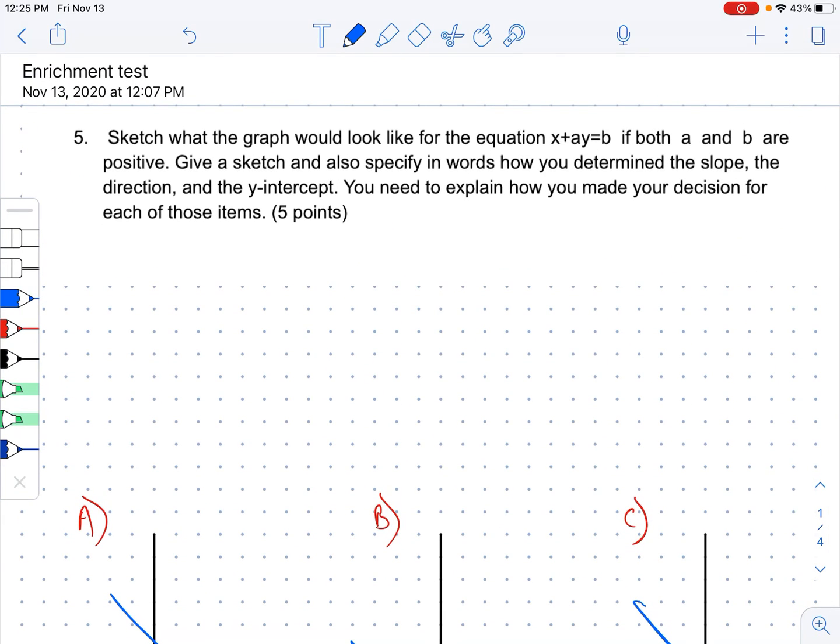Let's go over some of the test questions that were a little troublesome for some. You were asked to find out what the graph would look like if you were given the equation x plus ay equals b, if both a and b are positive. This wasn't exactly the way the question was phrased on the original test. I'm just taking a different version of it.